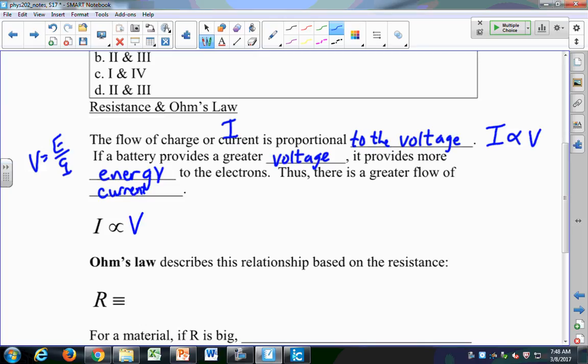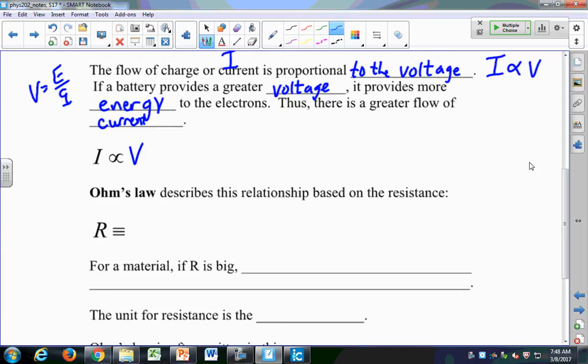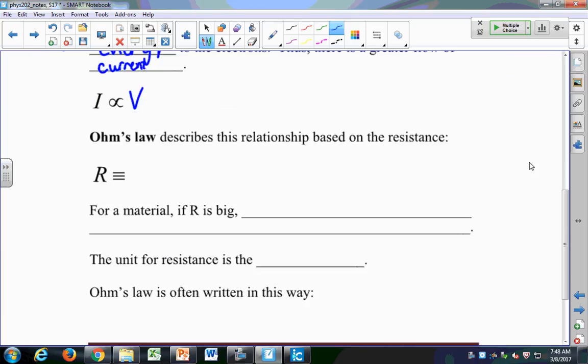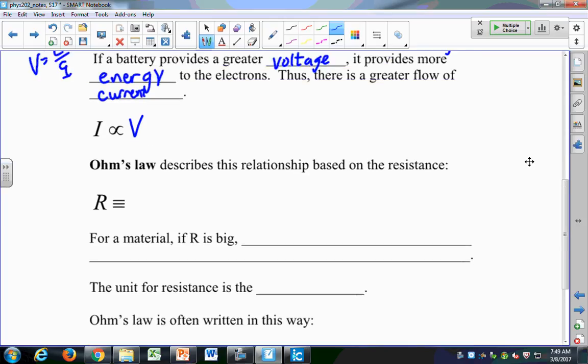And Ohm's law describes this relationship based on a quantity called the resistance. We've seen this a lot, where one quantity is proportional to another quantity, and we just create a constant. R is like a constant that we're creating that describes how a material resists the flow of electricity. And it's based on the proportionality between V and I.